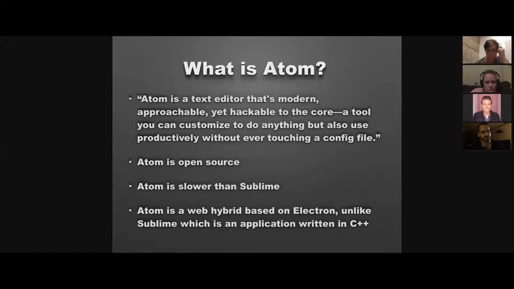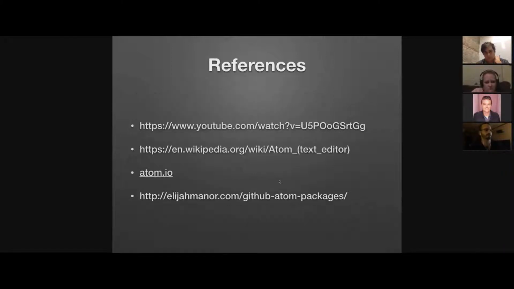Atom is slower than Sublime. One of the main complaints about Atom is that it takes like 5 seconds to load up. It'll bog down if you're doing multi-line select or something of that nature. I think the positives outweigh the negatives in this instance. Part of the reason for that is Atom is a web hybrid based on Electron, unlike Sublime, which is an application written in C++. So it has JavaScript, it has CoffeeScript, it has a bunch of other languages built into it already.